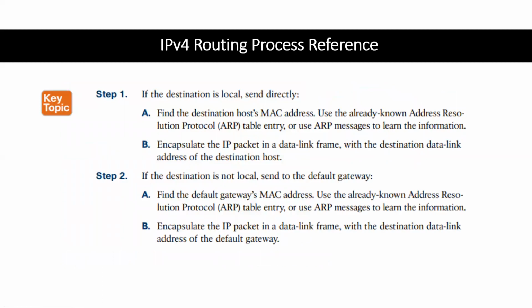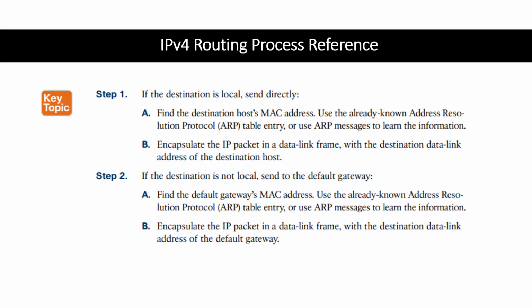Okay, take notes here. This is exactly what I explained at a high level in the last slide, but let's talk about it in depth. Read it word for word, the routing process preference. If the destination is local, send directly. What does this mean from a layer 2 standpoint? Find the destination host's MAC address. How would we do that from layer 3? We would need to do an ARP. We need to look at our ARP table.